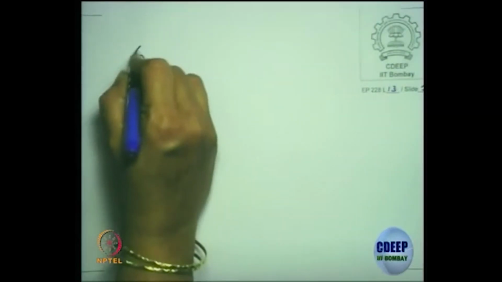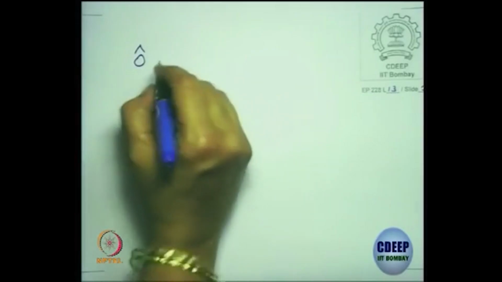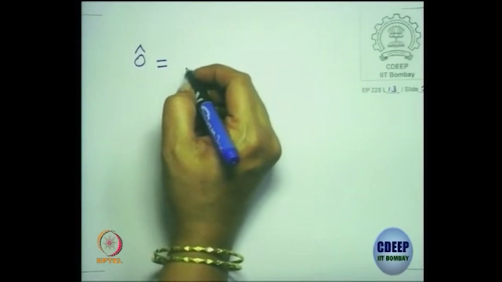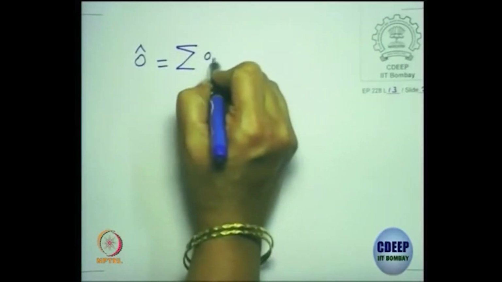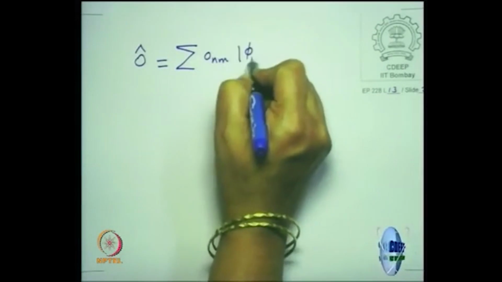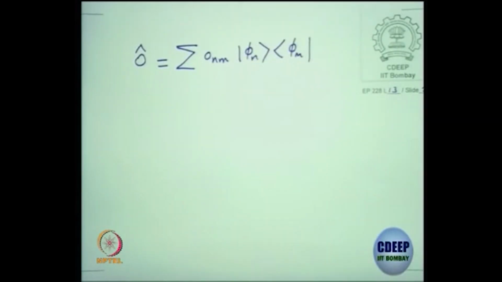Operators acting on the Hilbert space correspond to observables. What are the properties? We have said that O hat is a linear operator, and in a finite dimensional space you can give it some kind of representation which will involve O_nm, phi_n, phi_m. So these are the complete set of bases.